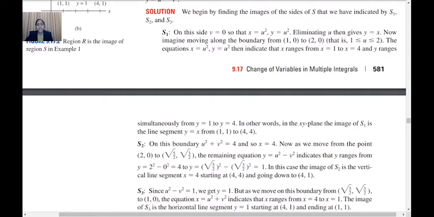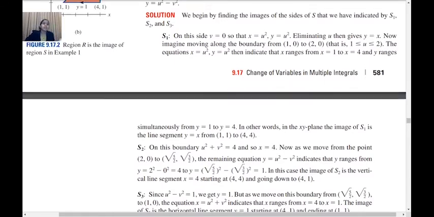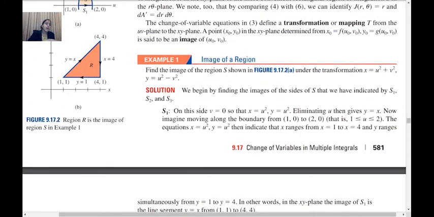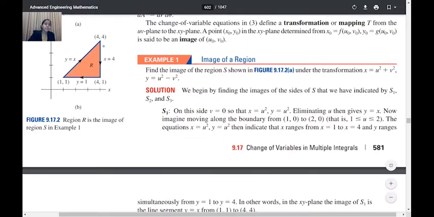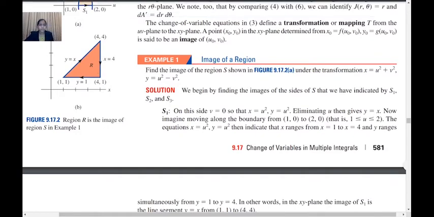So when we move on S2 from 2, 0 to root 5 by 2, root 3 by 2, y moves from 4 to 1, that is it moves downward along the line segment x is equal to 4. So the image of S2 will be a vertical line x equal to 4 moving downwards. The direction is from 4 to 1. Okay, I hope it's clear.